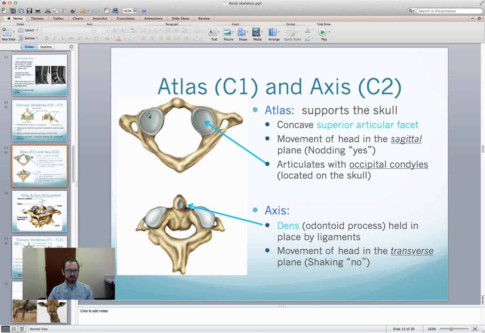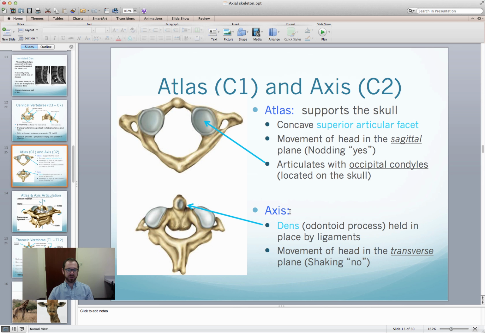These superior articular facets connect with the occipital condyles, which are those condyles on the inferior side of your occipital bone, just on either side of the foramen magnum. And this bone is important because not only is it going to support the skull, but this is also going to allow us to make the movement of nodding our head yes.